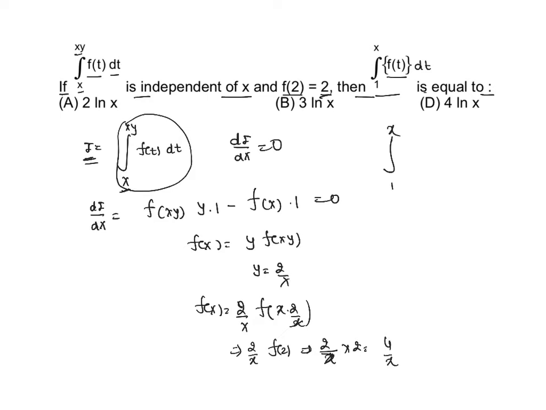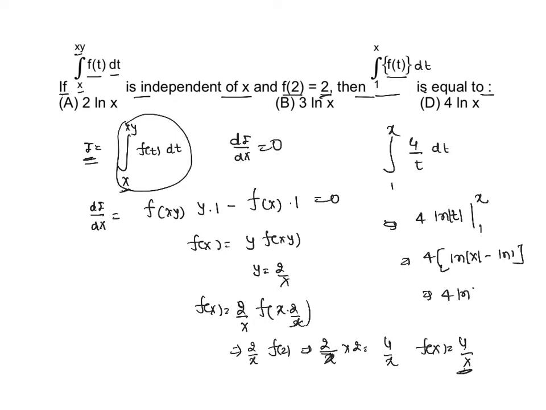1 to x, f of t is nothing but 4 by t dt. From here we can say f(x) is nothing but 4 by x, so integral of 4 by t dt. So this will become 4 outside, ln modulus of t, bracket 1 to x. So 4 outside, upper limit here is ln modulus of x minus ln 1, which is 0. So it becomes 4 times ln modulus of x. So this answer is D.